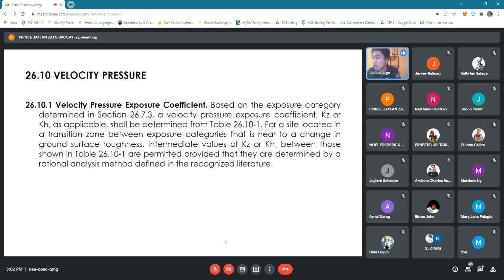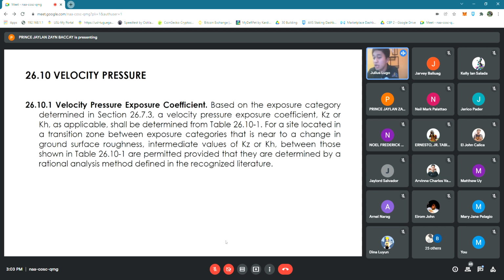Okay, so lahat ng applicable values will depend on table 26.10-1. For sites naman located in a transition zone or borderline ng dalawang exposure categories, intermediate values for KZ or KH between those shown in 26.10-1 are permitted, provided that they are determined by rational analysis, method defined in the recognized literature. So normally, if borderline siya between exposures, lies in between two exposures, rational analysis na po yun. It's actually not us who's going to determine the value of the KZ or the KH, but it will be the experts on the field na. So, hindi na tayo problemahin. Pero I think there are some exceptions again in the values of the KZ and KH later on.